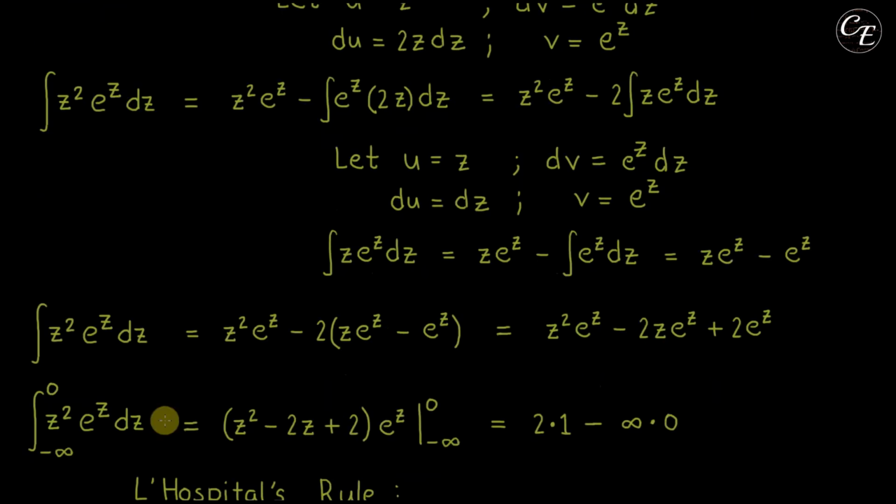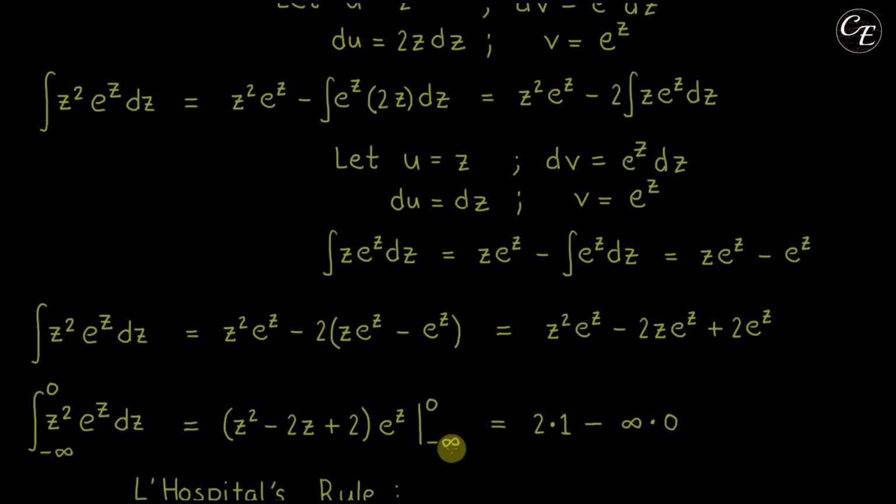So we have negative infinity to 0, and this one also has to be evaluated from negative infinity to 0. Then if we substitute this 0 for z in here and also in here, we get 0 minus 0, then plus 2. So we're left with 2. Then if we substitute this 0 for z in here, we have e raised to 0, or 1. Then minus, if we substitute negative infinity for z in here, we get positive infinity, and the negative of negative infinity is positive infinity, then plus 2 is still positive infinity. So we have here positive infinity.